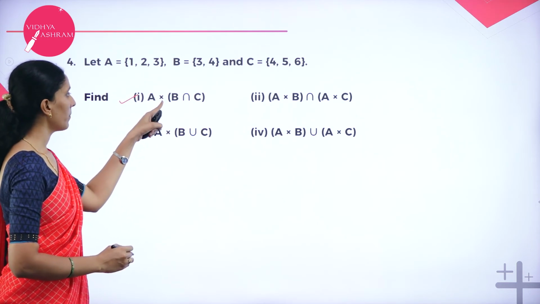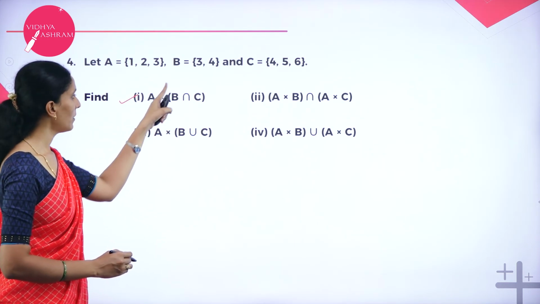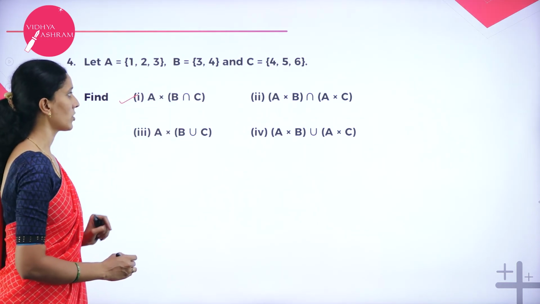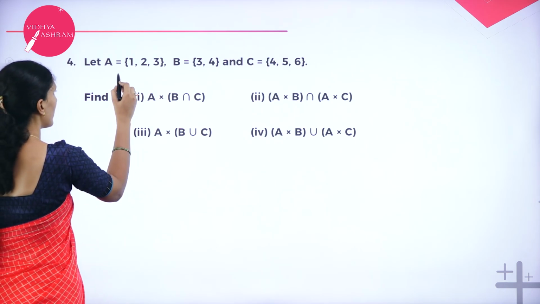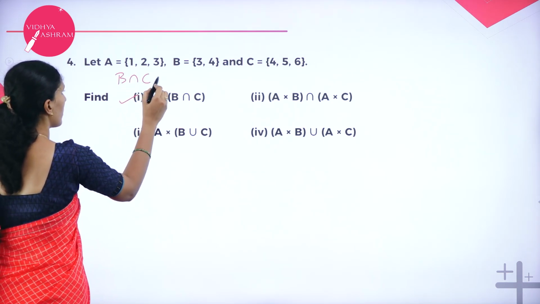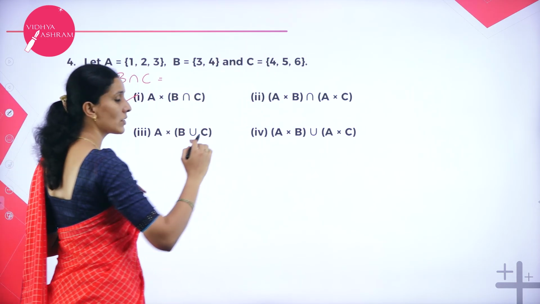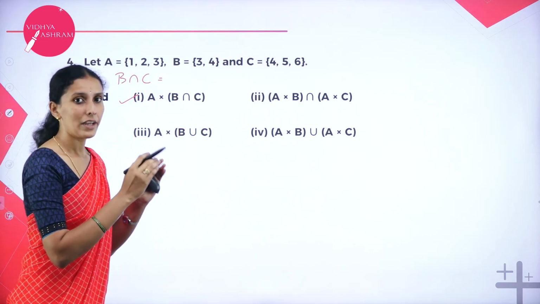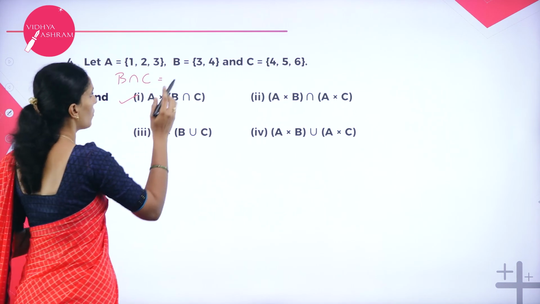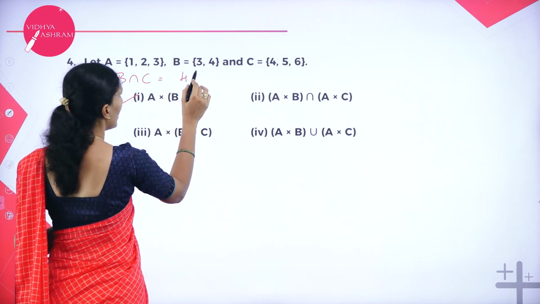Before making the Cartesian product, let me first write what B intersection C is. What are the common elements here? Intersection means writing only the common elements. So what are the common elements we have here? Only 4.